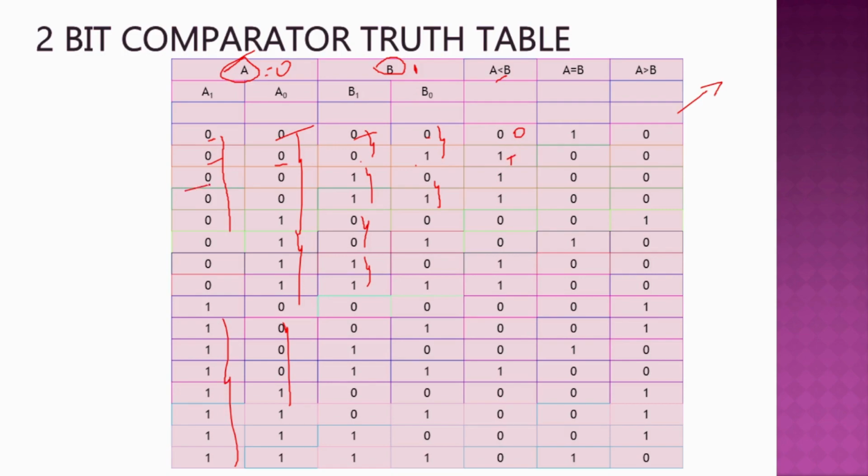For the third row, A1 is 0, A0 is 0, and B1 is 1, B0 is 0. Here also the condition is true. A is less than B, because in A both values are 0, but in B1 and B0, one of the B values is 1. So the condition is true. You need to fill the value as 1.